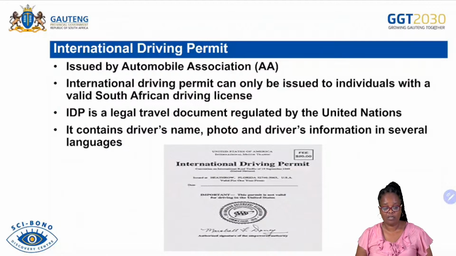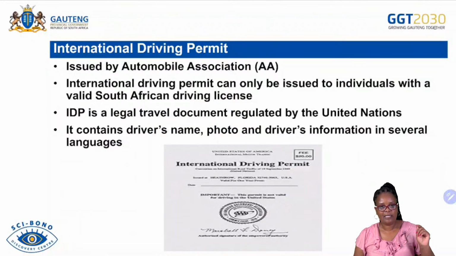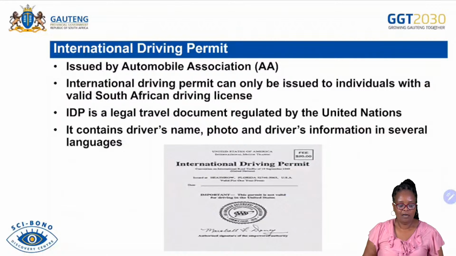Please be careful not to confuse this IDP with IDL, the one for international date line. Be careful when you look at it. This one is international driving permit, IDP. So there we are. This one is issued by the Automobile Association, AA. Please know the abbreviation also. What does AA stand for? You need to know that.